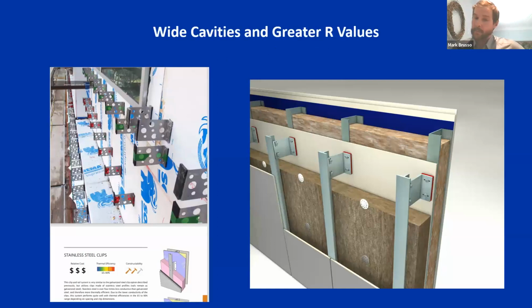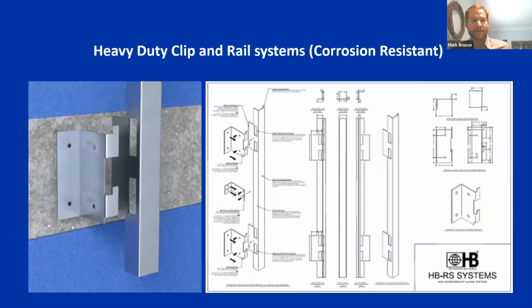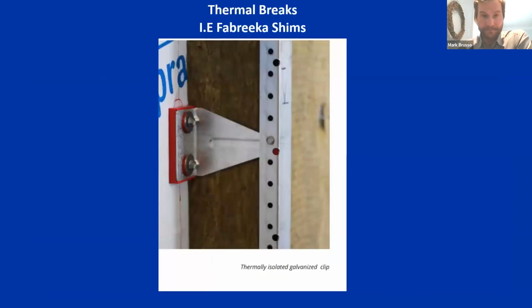With modern rain screen systems, we are seeing wide cavities and larger R-values present in today's market. On the left is an example of a rain screen in its initial stages with a rain screen clip system, and on the right, some of the deeper cavity insulation layers that are recognized by some of these rain screen systems. It often also involves heavy-duty clip and rail systems, such as our HBRS rain screen clip and rail here, to accommodate an outside panel, which is your outside rain screen water shedding barrier system. Thermal shims and breaks can also be incorporated into the bracket design, such as a Fabrica shim.